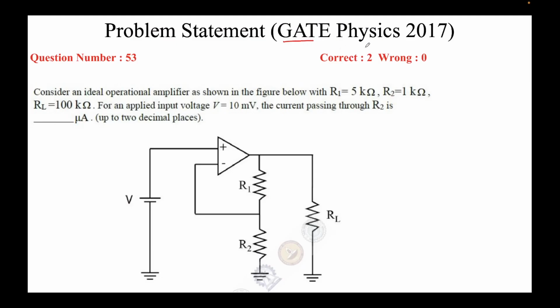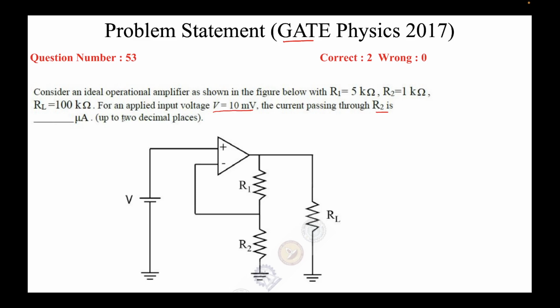The GATE Physics 2017 problem reads as follows. Consider an ideal operational amplifier as shown in the figure below with R1 equal to 5 kilo ohms, R2 equal to 1 kilo ohms and RL equal to 100 kilo ohms. For an applied input voltage V equal to 10 millivolts, the current passing through R2 is.